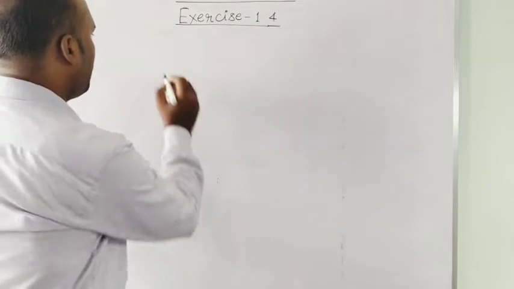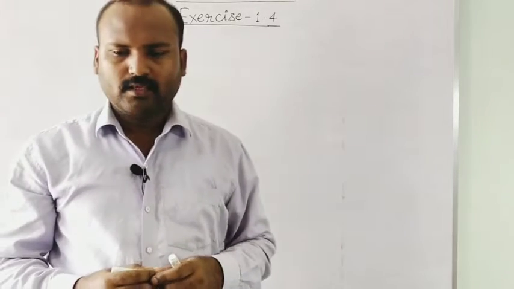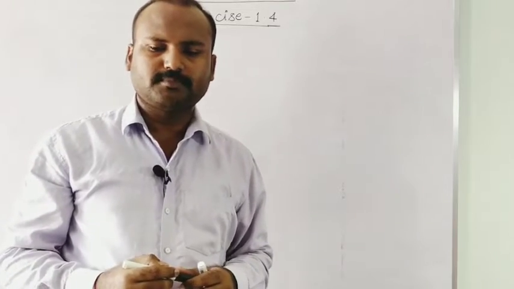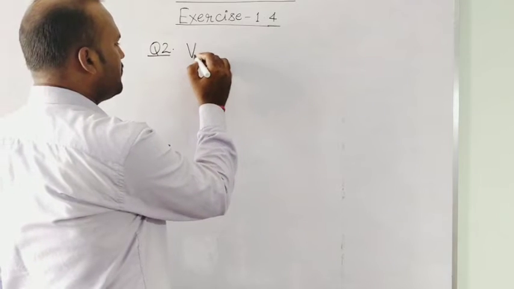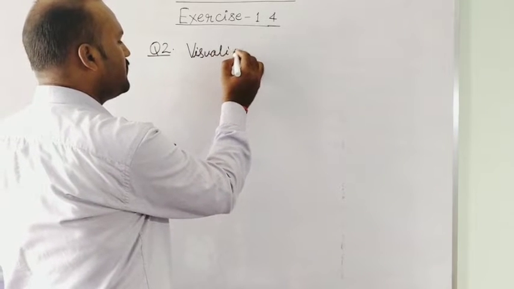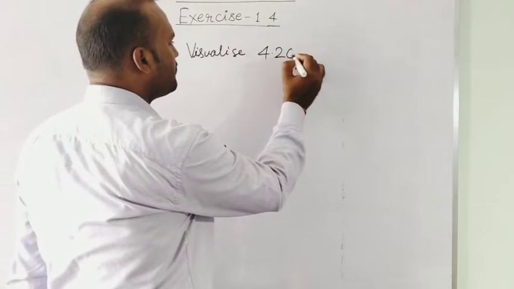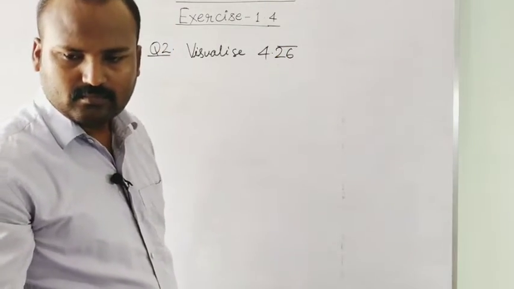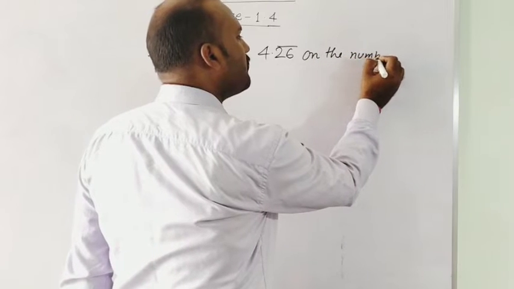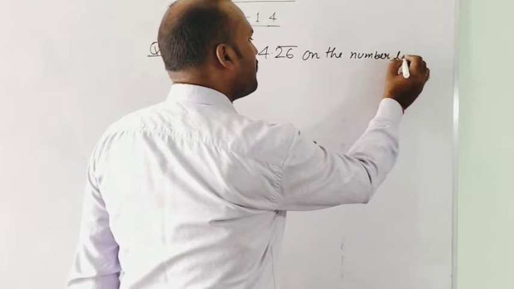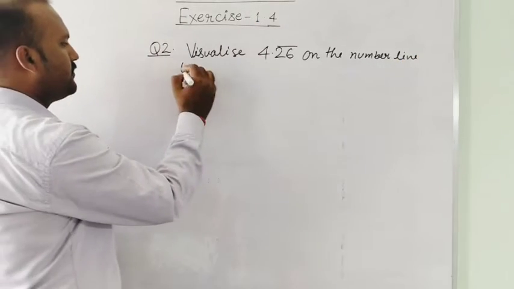Question number 2. Visualize 4.26 bar on the number line up to 4 decimal places.